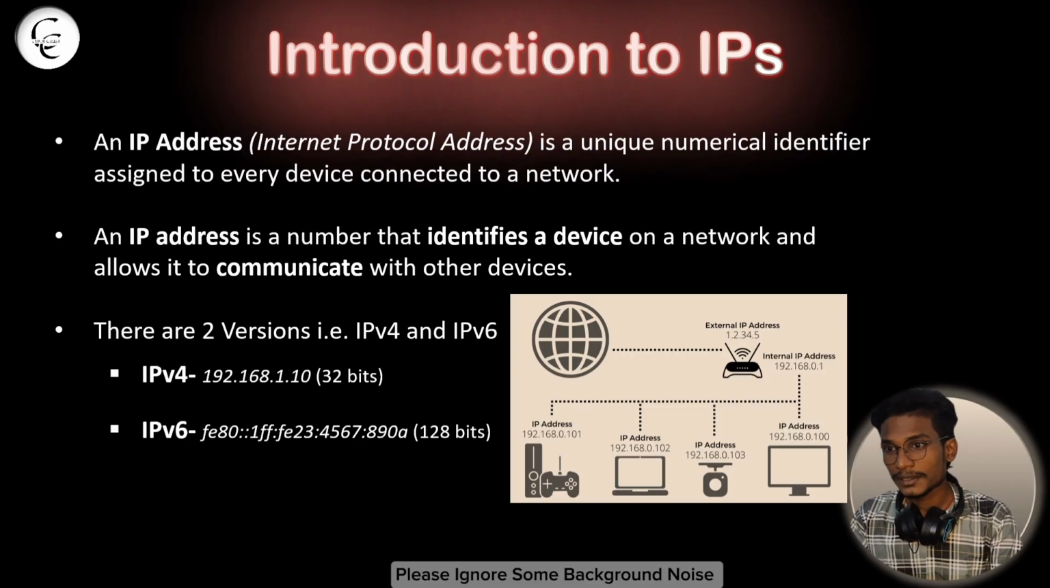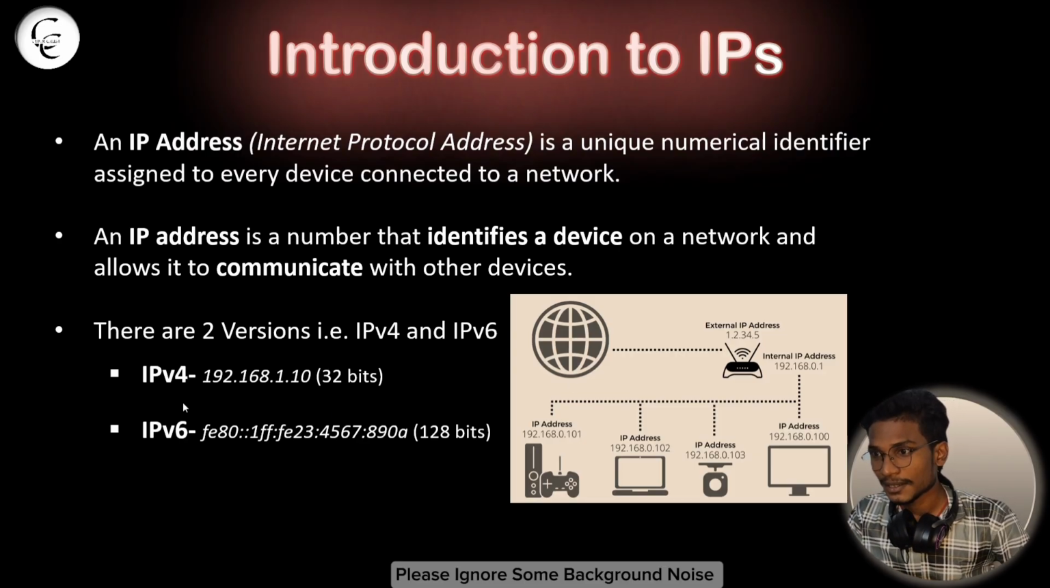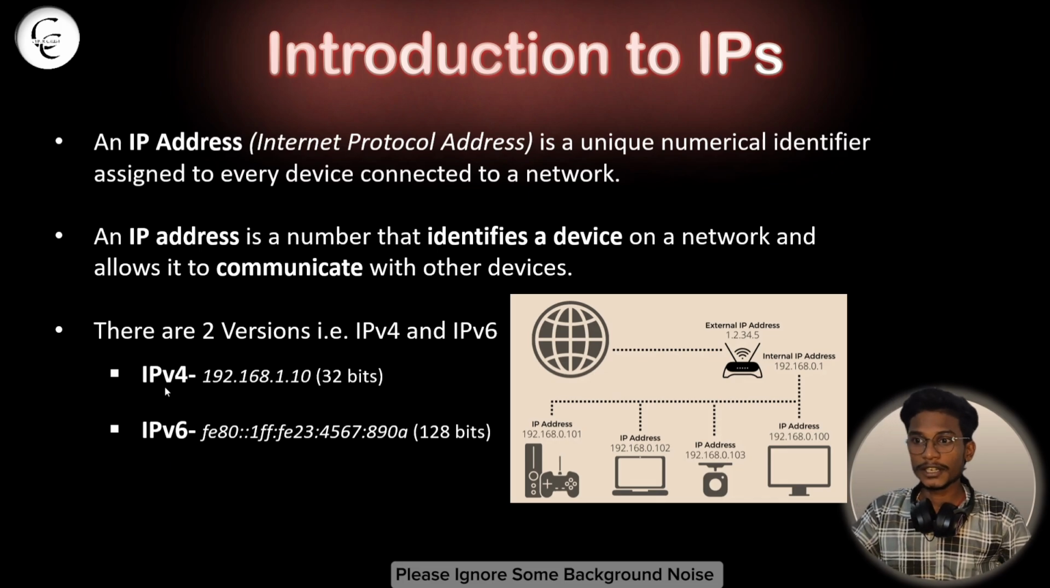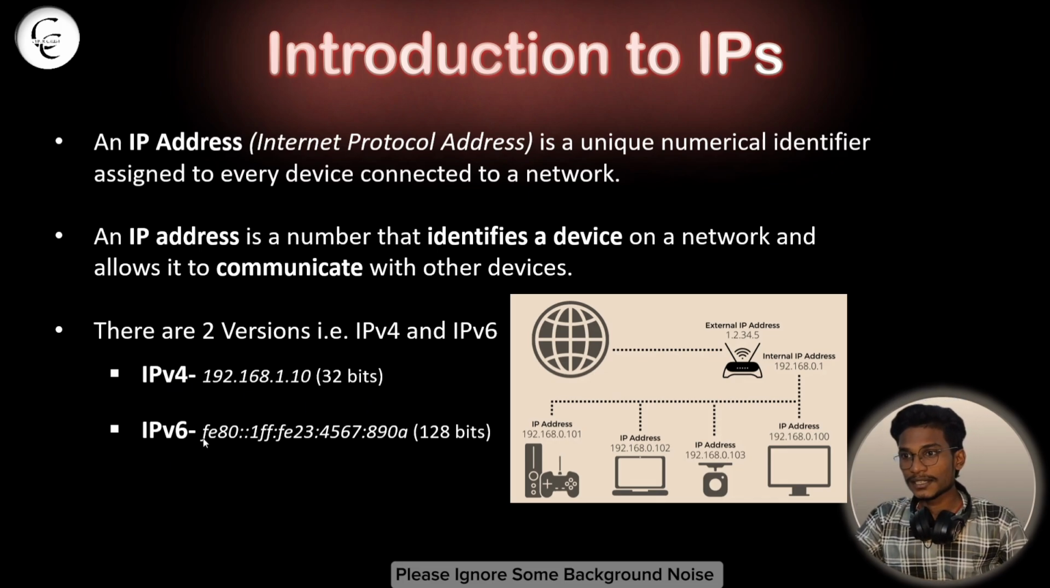These are of two types. Basically, these are two versions, that is IPv4 and IPv6. IPv4 is basically 32 bits and IPv6 is basically 128 bits. So guys, here we have a diagram. This is the internet, the globe, and here we have the external IP address at the router, the main point. Then we connect to the monitor, the CCTV camera, the laptops, and other digital devices. And every digital device has a unique IP address as mentioned here.